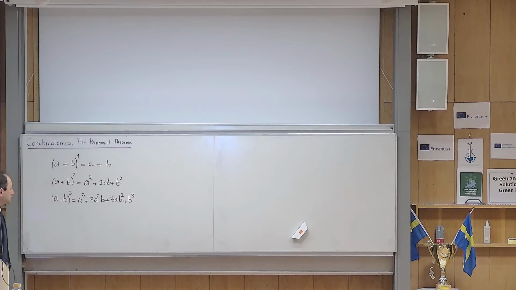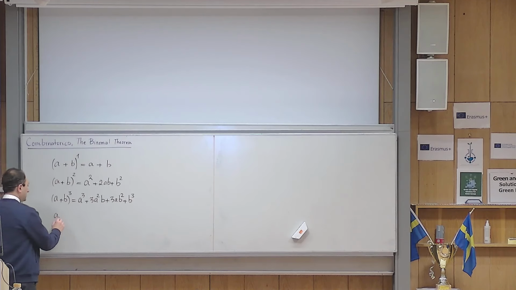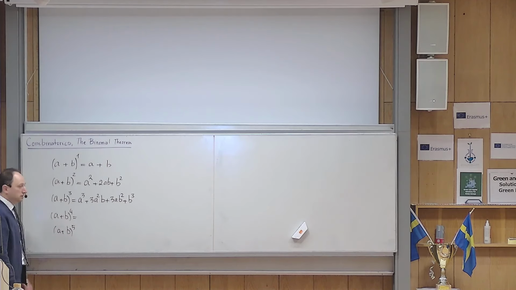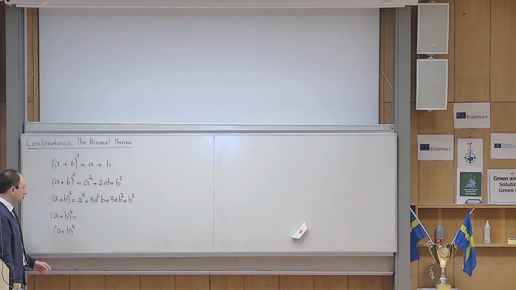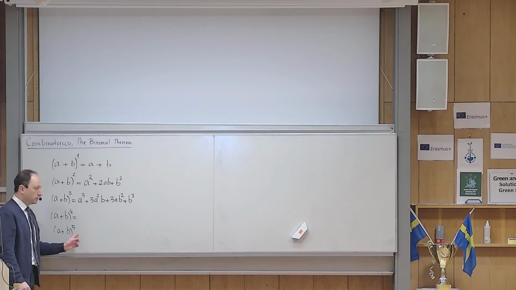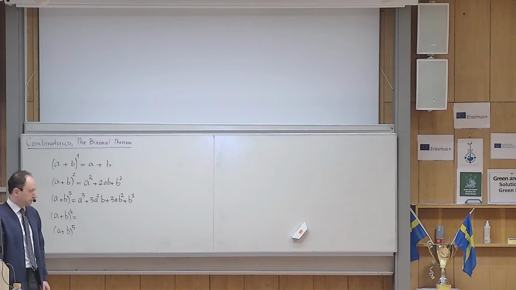But the question is, what happens if I increase the exponent? For example, what will happen if I have a plus b to the power of 4, or a plus b to the power of 5? Whenever I have a binomial, I want to raise it to a natural power without writing any pairs of brackets. That's the expansion. What do you expect? What terms do you expect here in front?